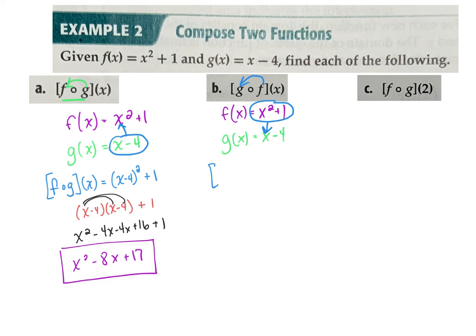So then g of f, instead of x minus 4, we're going to say x squared plus 1 minus 4. And then we're going to simplify. Obviously, the 1 and the 4 simplify here. So we have x squared minus 3. And we are done. X squared minus 3. So whatever order they tell you, you're taking the second one and you're putting it into the first one.